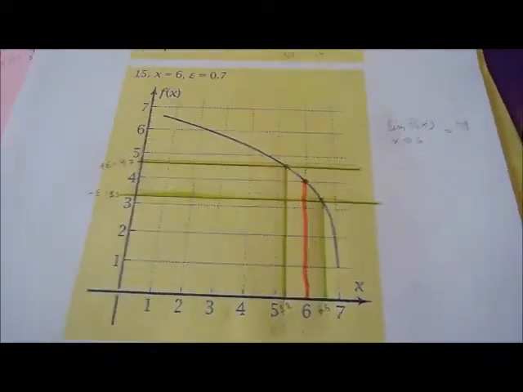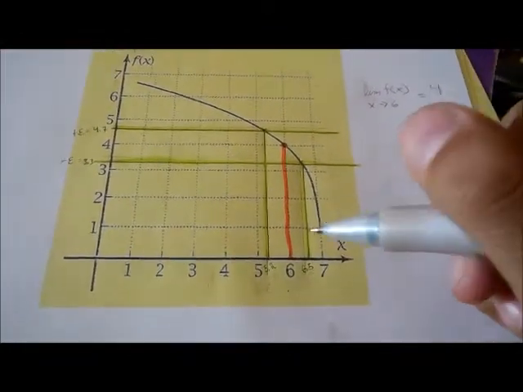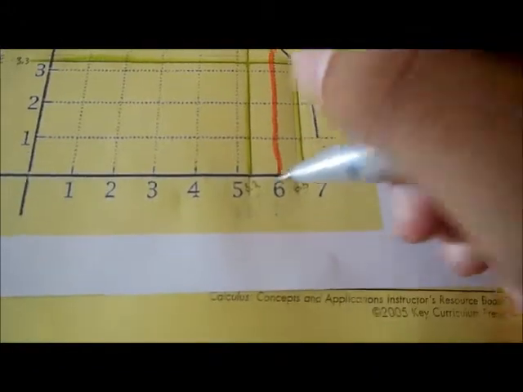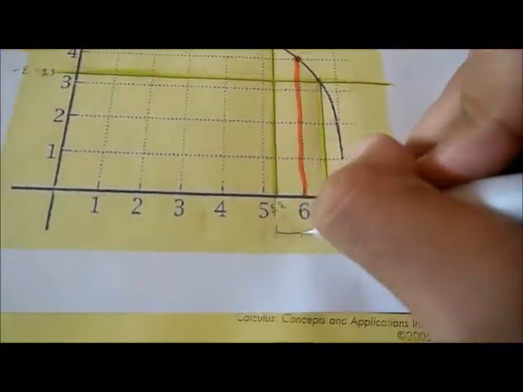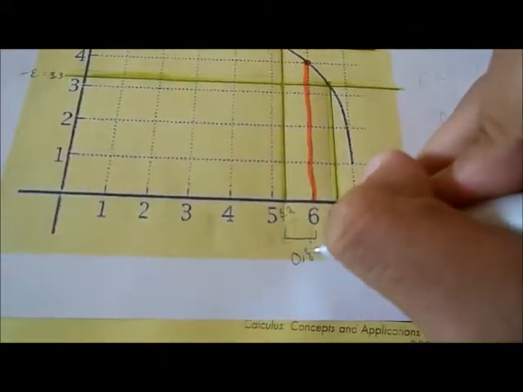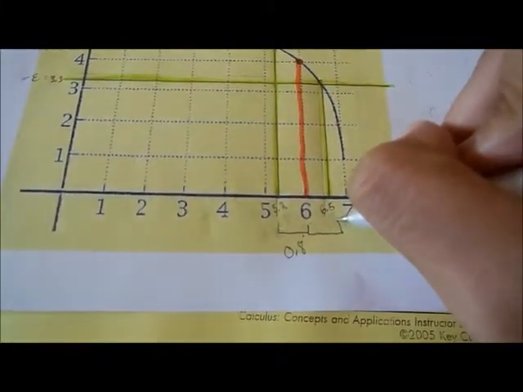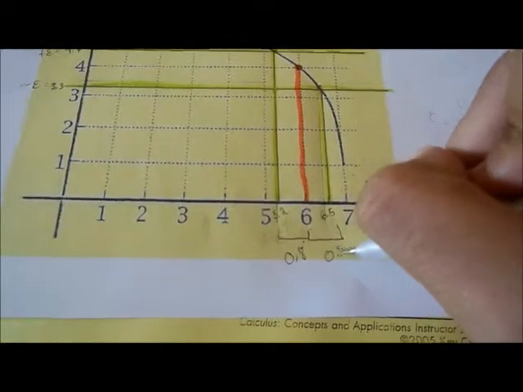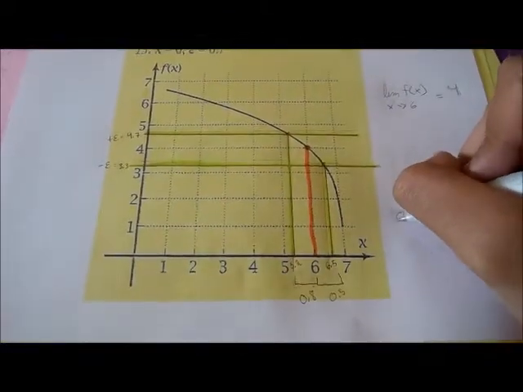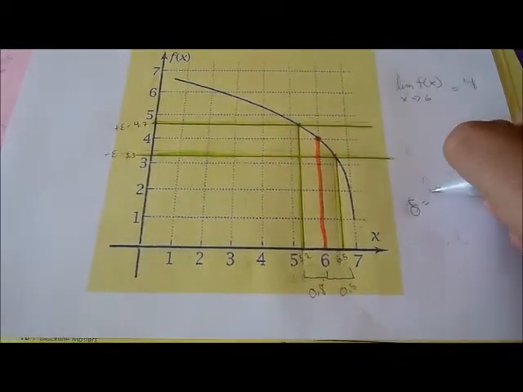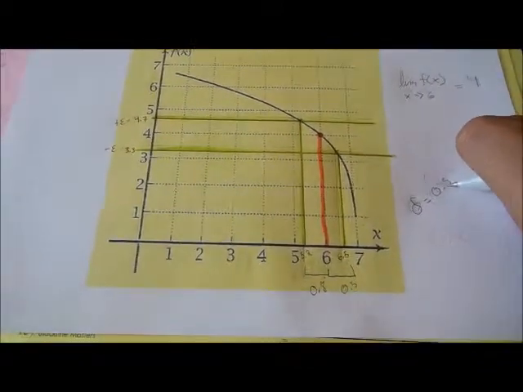Now to find delta, we have to find the difference between these distances. The difference between 6 and 5.2 is 0.8, and the difference between 6 and 6.5 is 0.5. So that means that our delta value is equal to the smaller of the two, so it's 0.5.